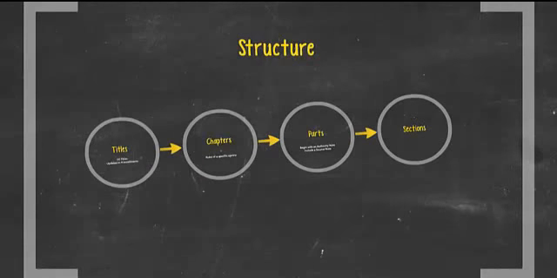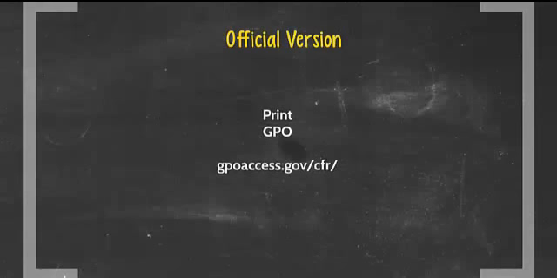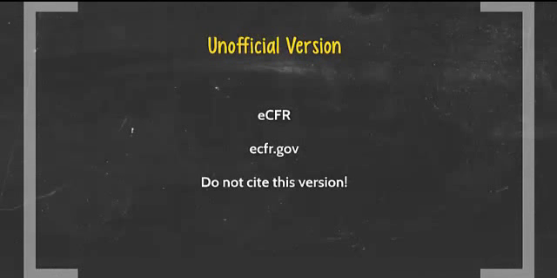So if you want the official version of the CFR, you need to look at it in print, or the official electronic version is found at the GPO website, gpoaccess.gov/CFR or fdsys.gov. The unofficial version is the eCFR. Do not cite this version.